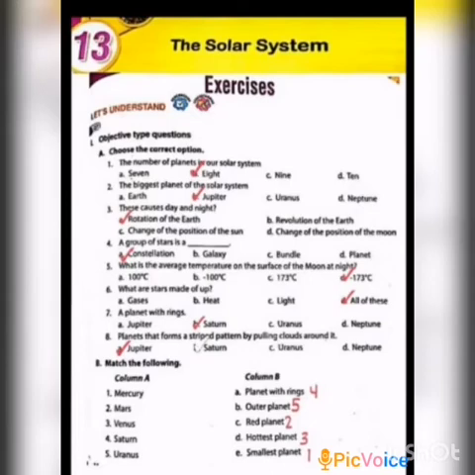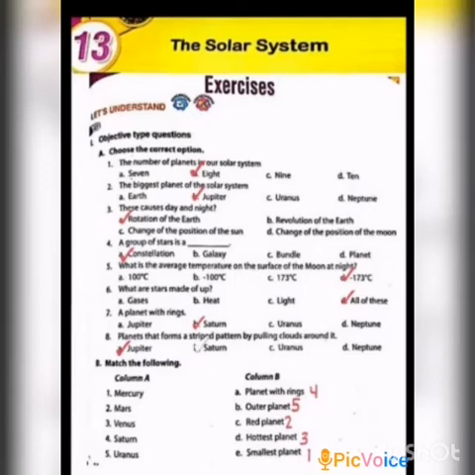Sixth one, what are stars made up of? A. Gases, B. Heat, C. Light, D. All of these. Answer D. All of these.